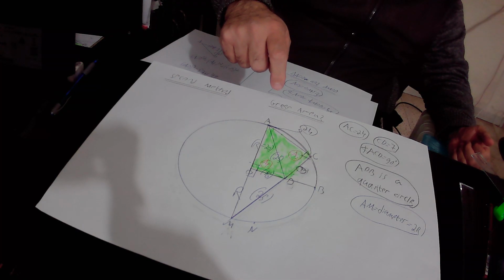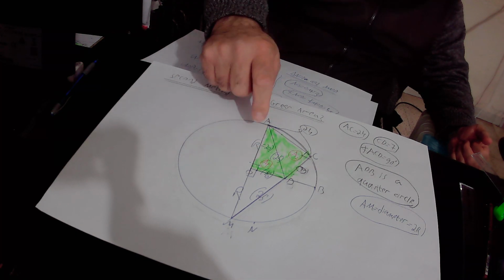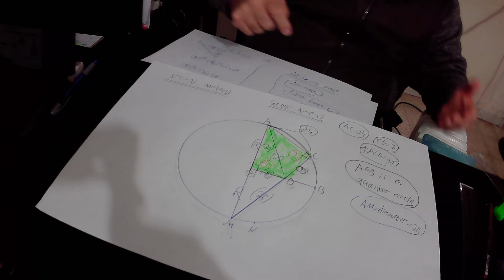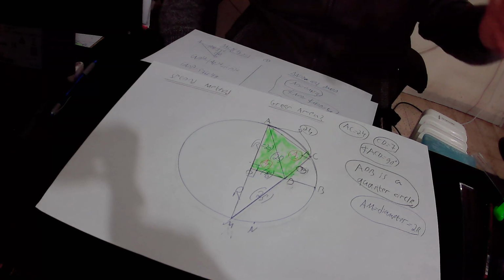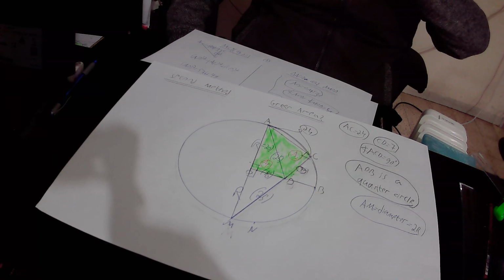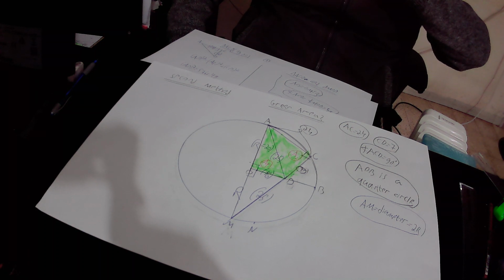What is the length of chord AM? AM equals R plus R, that is 2R. So in conclusion, you can say that AM is the diameter of the circle, that is equal to 2R, 2 times the radius of the circle.